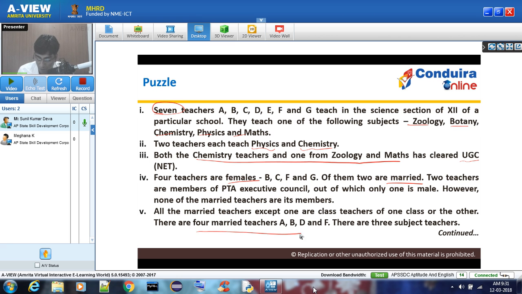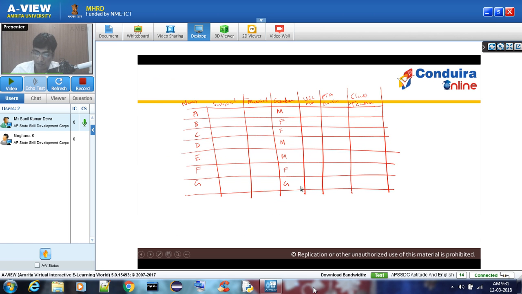There are 4 married teachers, A, B, D, and F. This is actually very useful information. So let's go ahead and write it. Who are the married teachers? A, B, D, F. Let's go ahead and write that. Is A married? Yes. B is married. D is married. F is married. The others are not married.